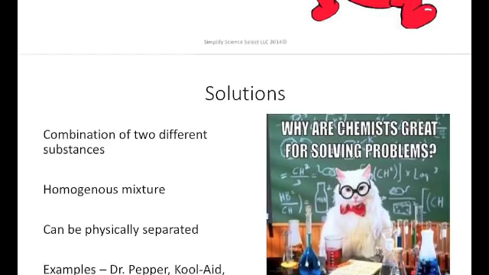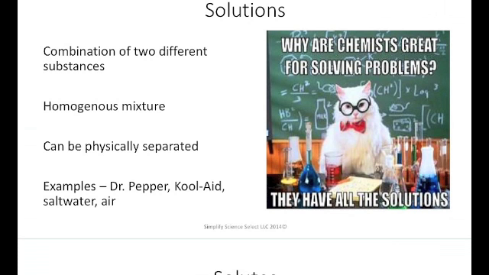So now let's take a look at solutions. Solutions are a combination of two different substances. Another way of saying it is that it is a homogeneous mixture. Homogeneous means it's equally spread throughout the solution. Okay, so the solute is everywhere. There's solute here, and it's all in equal amounts. Okay, it's not a very good drawing for showing equal amounts, but it's equal amounts.